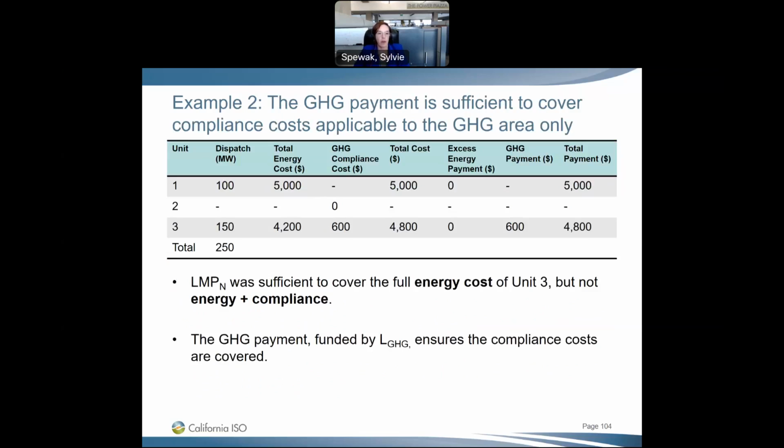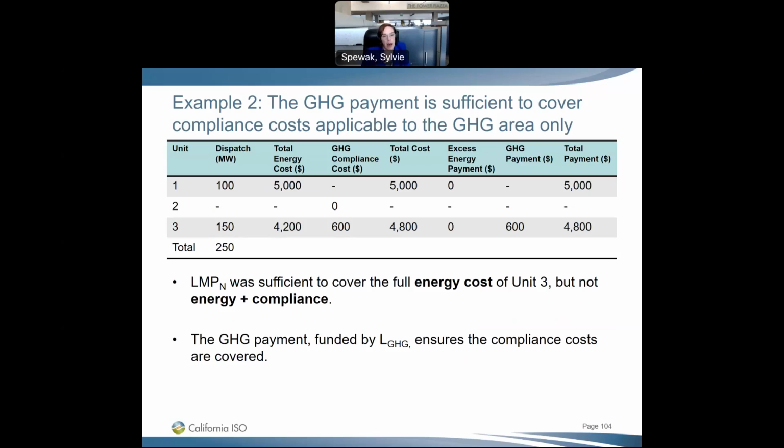So here we see the total cost of the resources that were being dispatched. Unit 1 is dispatched to 100 megawatts, so the total cost of this resource is $5,000. And this is the total cost that is signaled by LMP GHG. We don't need any of resource 2, so let's look at 3.